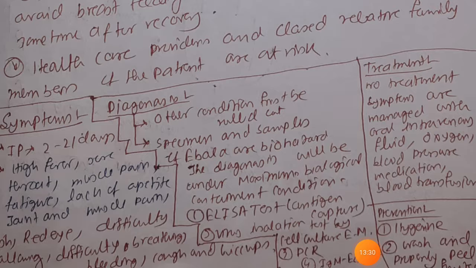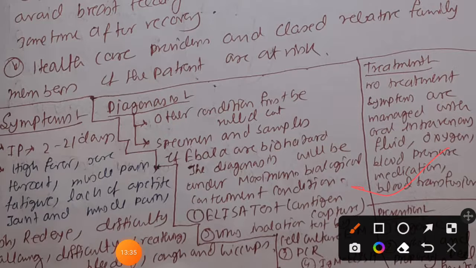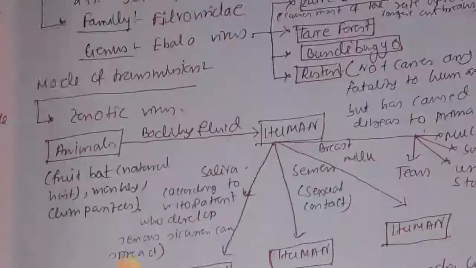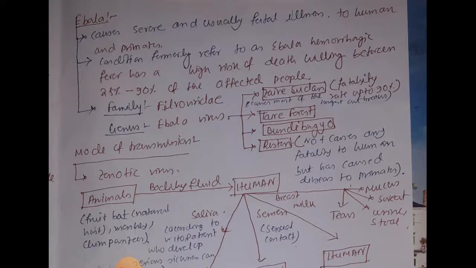For prevention: wash the hands very carefully with soap and frequently, and then wash and properly peel vegetables and fruit before eating, and then avoid eating bushmeat and any kind of raw meat of dead animals, and avoid sexual intercourse with any partner that shows symptoms common to Ebola virus. So that is the concept regarding Ebola virus.